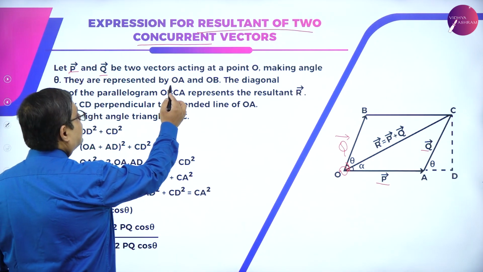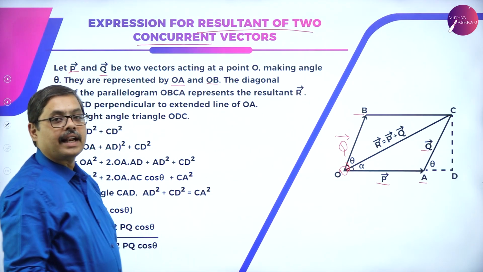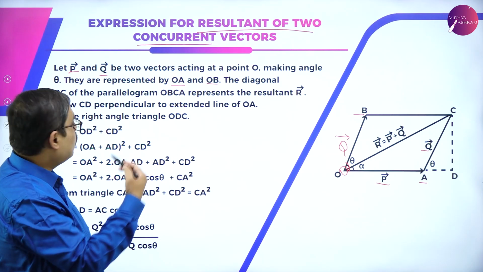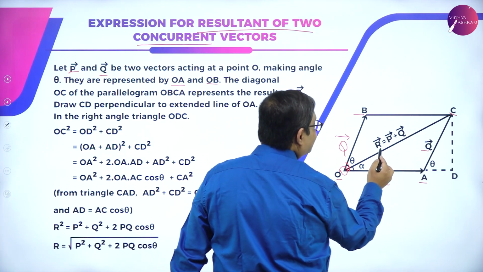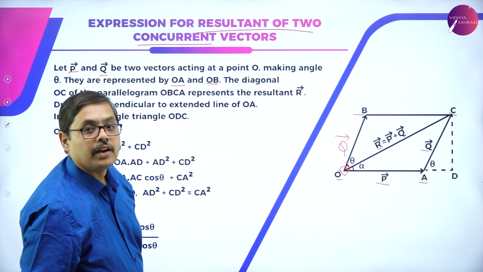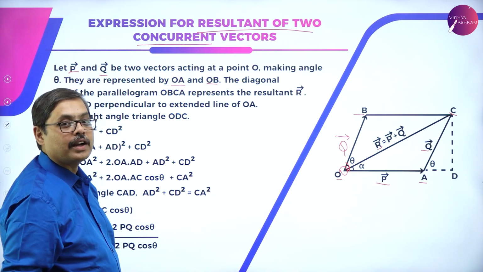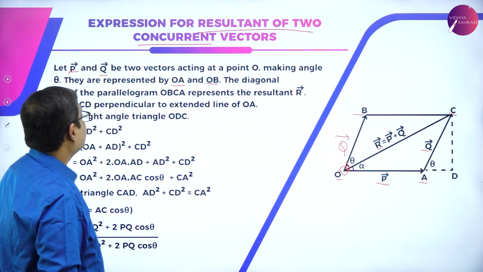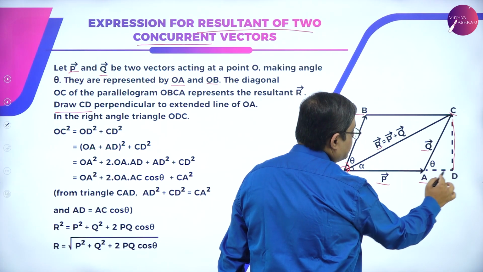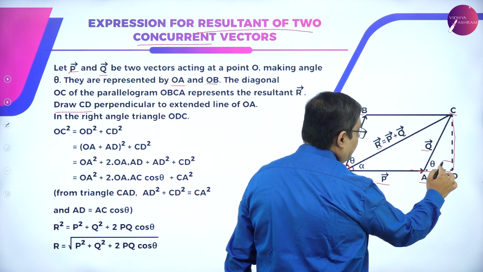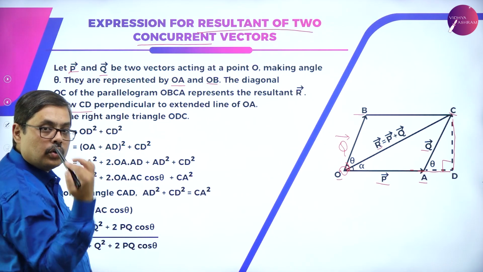They are represented by the lines or sides OA and OB of the parallelogram. The diagonal of the parallelogram, which is OC, represents the resultant of these two vectors P and Q. So the resultant is given by P and Q, both in magnitude as well as direction, if you go back to the parallelogram law of vectors. Let us draw a line CD such that it is perpendicular to the extension of line OA. I will extend the line OA up to D such that CD is perpendicular to OD.